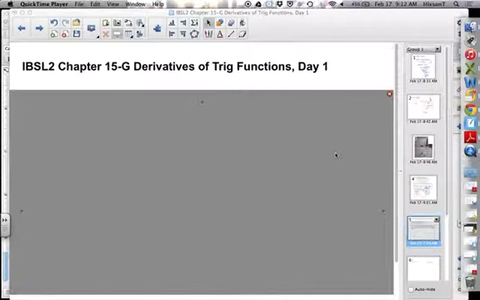For right now, basically all you're going to need to memorize is the derivative of sine and cosine. The derivatives of sine and cosine. If you know those, you can do everything else.